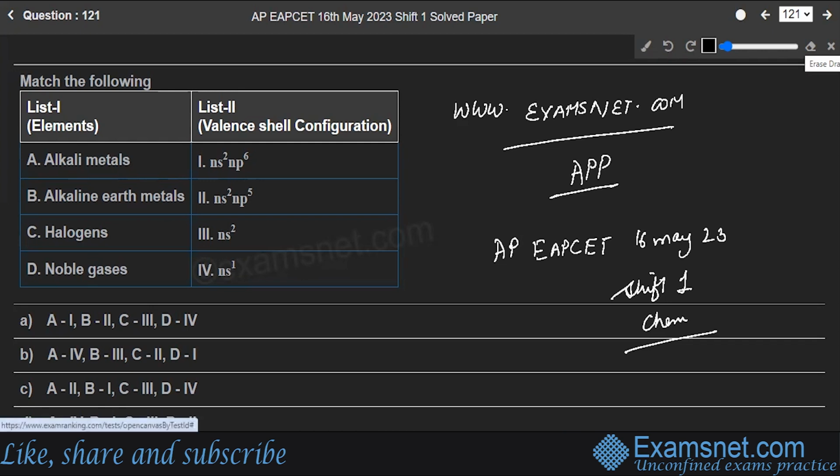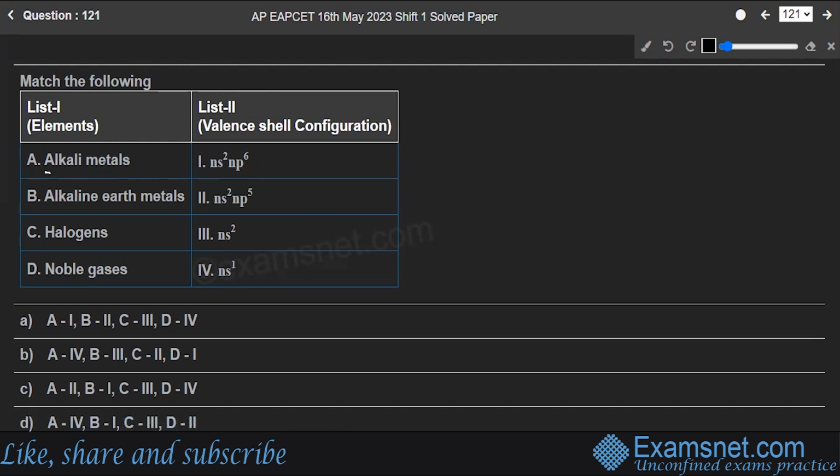Here we go. So you have to match the elements of list 1 with list 2. List 1 contains the elements and list 2 contains the valence shell configuration. All right, let's talk about the first one, that is the alkali metals. Alkali metals have the valence shell configuration ns1 because they are very likely to lose one electron to gain their inert state. So this is ns1, because it is very capable of losing one electron. The alkali metals, this is A.